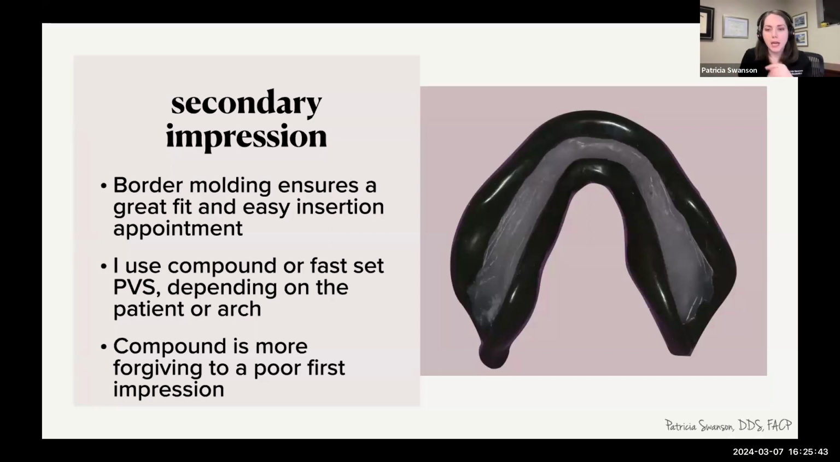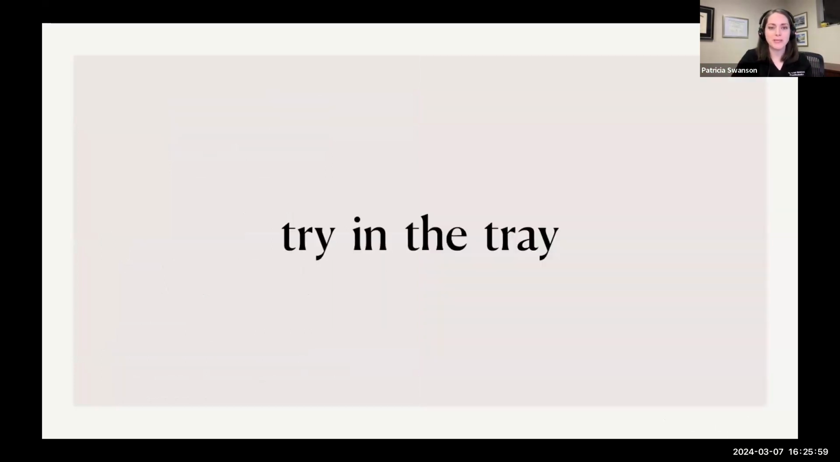It's clean. I don't need to set up as many things. I don't need to have a flame out. A lot of my maxillaries I'll use PVS on because I can get a really good initial impression. And it's just a little bit cleaner, so my assistants like it better. There's less to sweep afterwards.